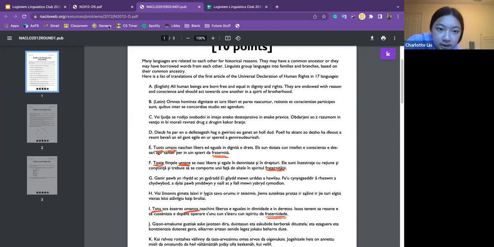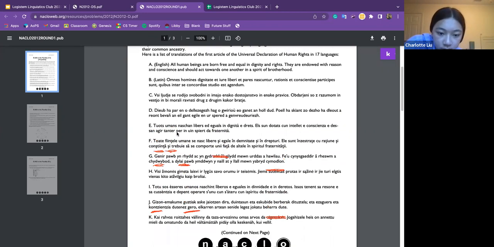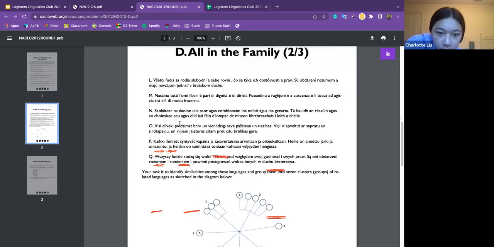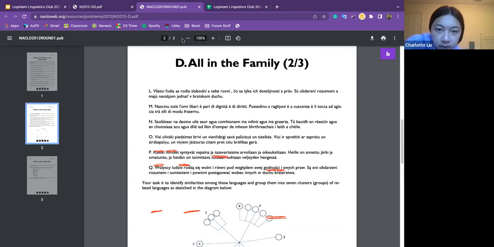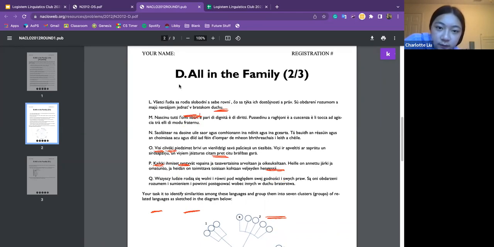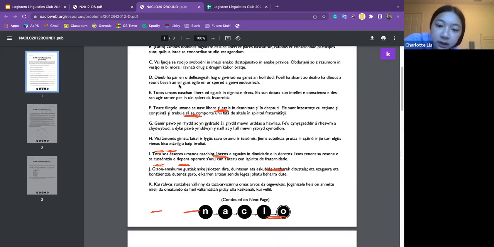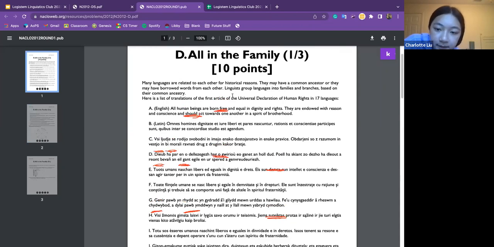And then if we look to the second page, here's another one. It's not quite obvious. You really have to look through the entire sentence to figure it out. But it has this word here, which is common between the other ones. Here's another one, dignita. So it's really similar to the English word dignity because English does have a lot of Latin roots in it.